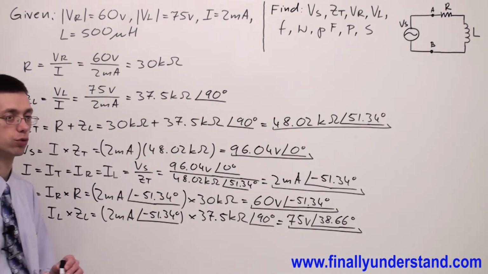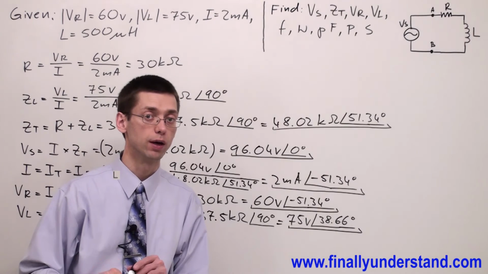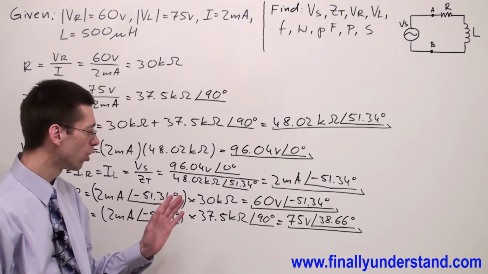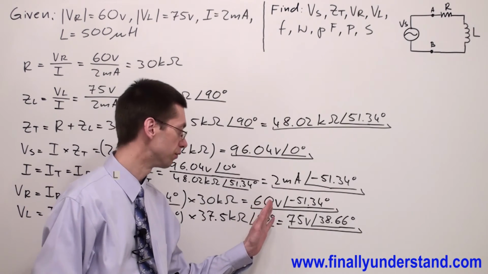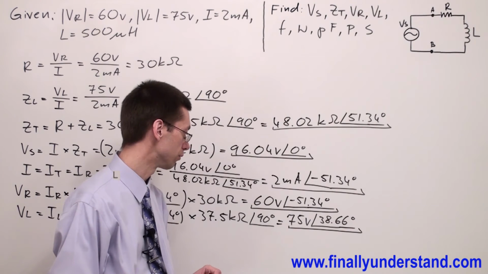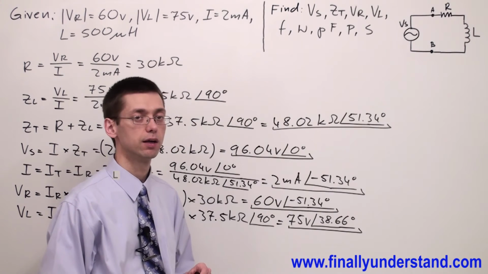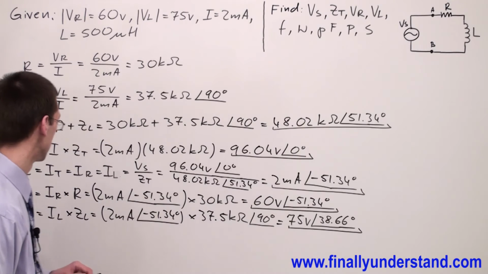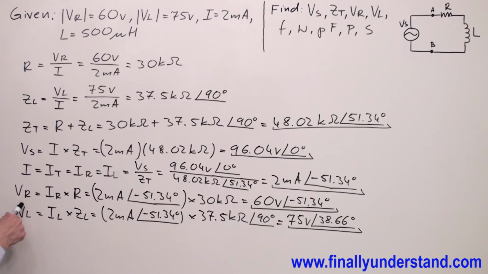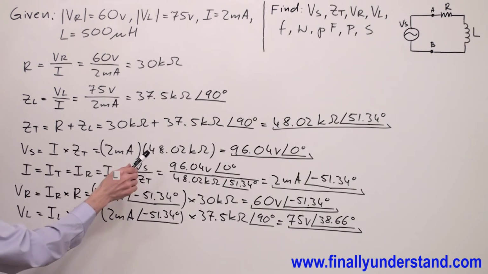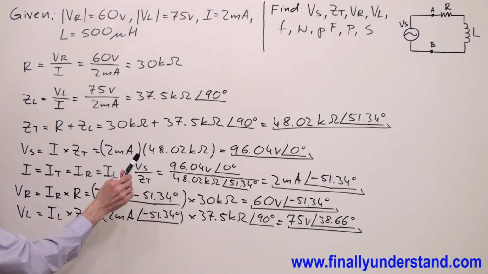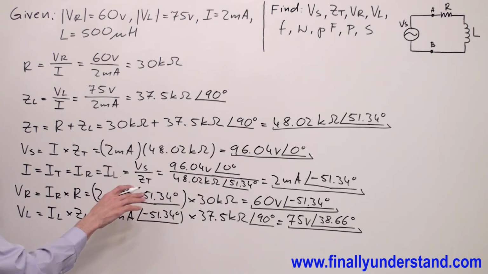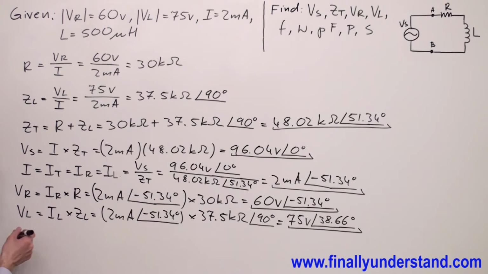And someone is going to say, yes, I can go ahead. But it's always good to verify your answer. How you can verify your answers? By using KVL. If you are going to add these two voltages together, you're supposed to obtain the voltage source. And if the value which we are going to obtain is going to match 96.04 volts, it means that our calculations are okay so far.